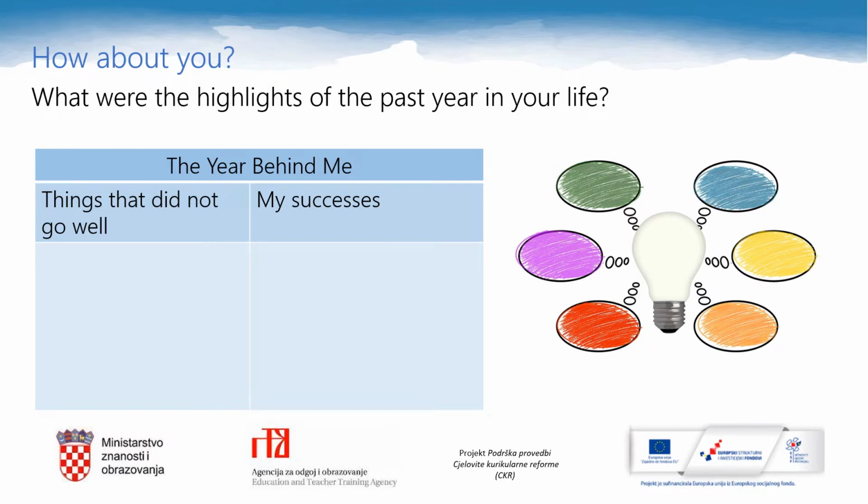How about you? Is the last sentence that Matthew says in his presentation. How about you really? What were your highlights of the past year in your life? In your notebook, draw this table. Write the year behind me, things that didn't go well, and my successes. List your ideas first and then complete them into the table.